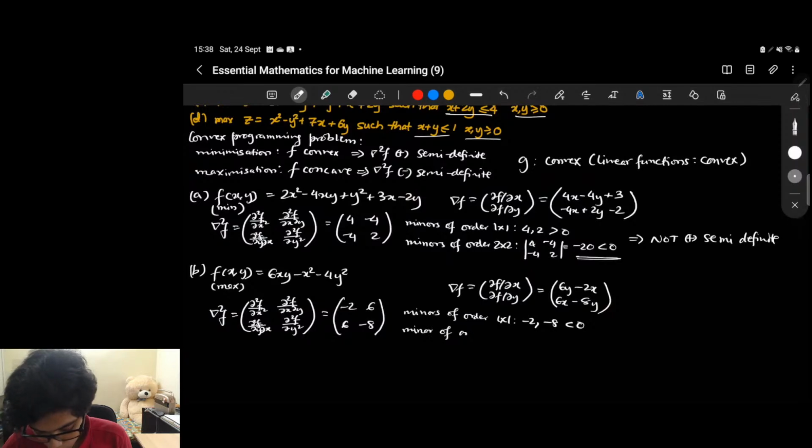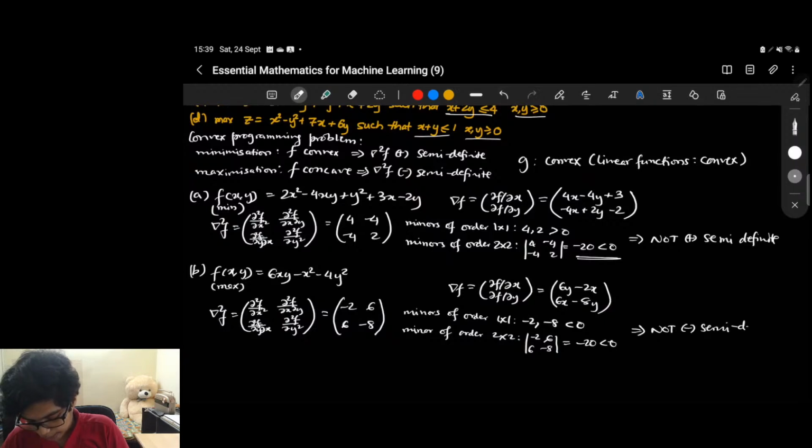Minor of order 2 cross 2 is the determinant. So this is minus 16. So no, this is 16 minus 36. So this is negative 20, which is less than 0. So again, this is not negative semi-definite, because for maximization we want a negative semi-definite matrix.